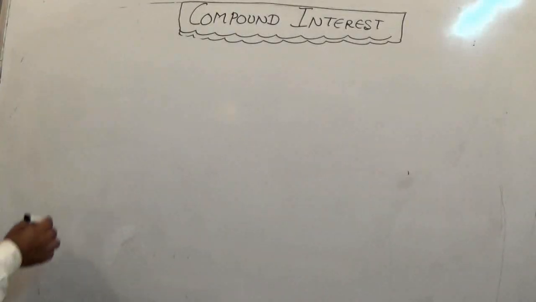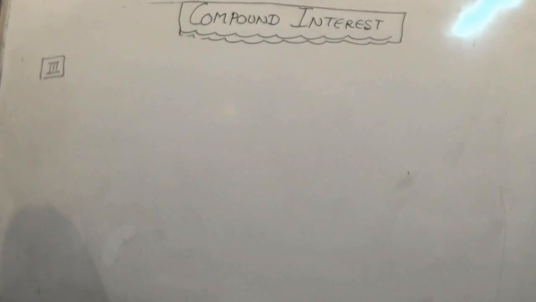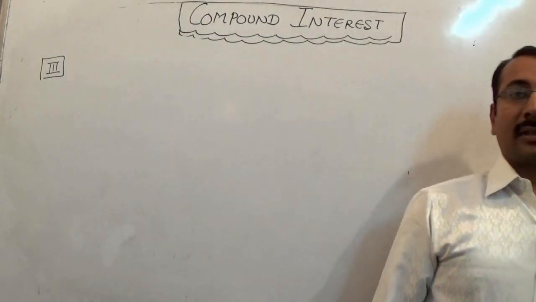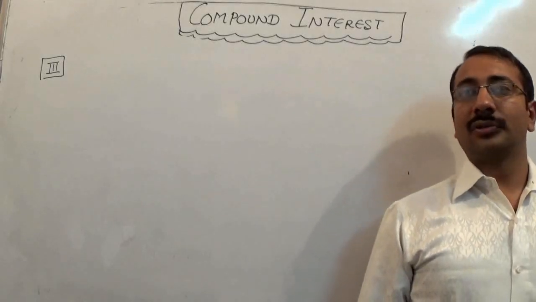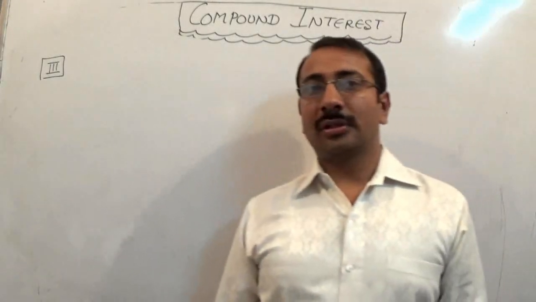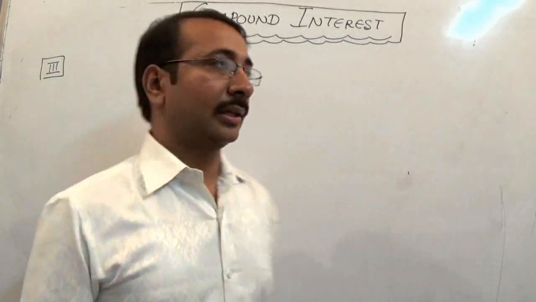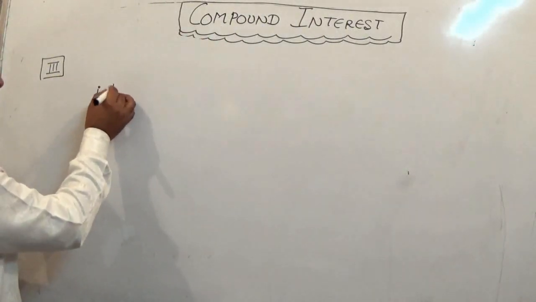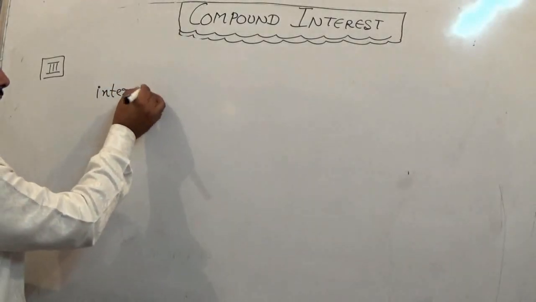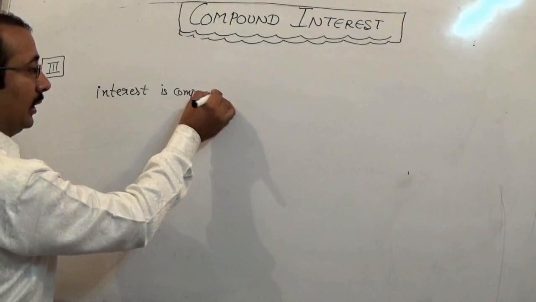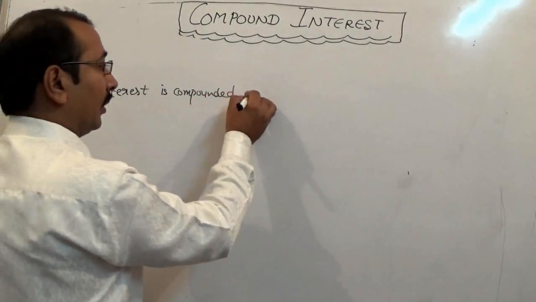Now after this, we are going to discuss the third type of problems. In each question of compound interest, how do you come to know whether it is a question of compound interest? In each question you find it is mentioned that interest is compounded. Sometimes it is mentioned that interest is compounded annually.